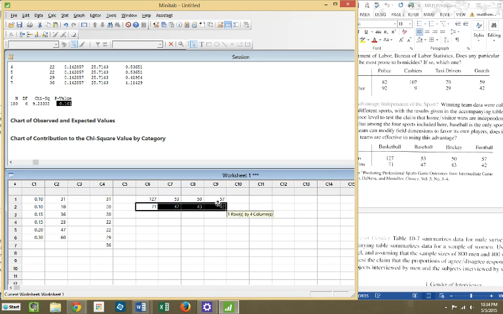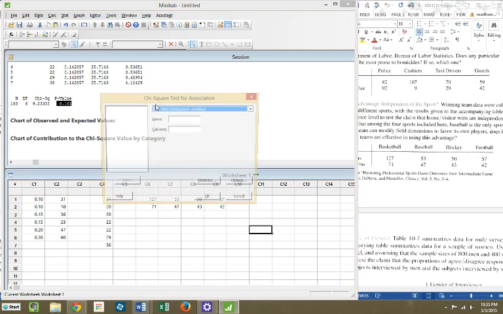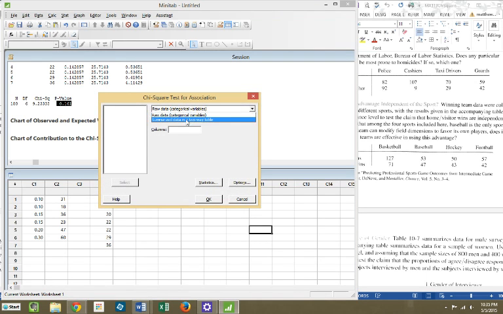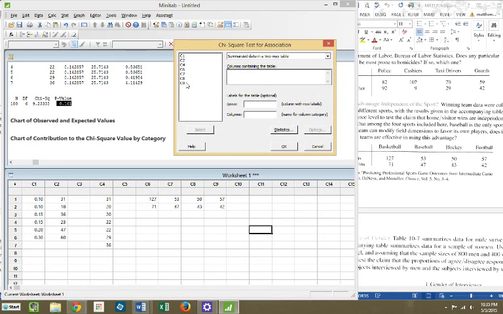Does the row have any relationship to the column? Well, in this case, we're going to go stat, tables. But in this case, it's no longer one variable one way. We're looking for an association. So chi-squared test for association. Now, we have summarized data in a two-way table. So which columns am I interested in? Well, C6, C7, C8, C9. Those are where my interests are. And again, H0 assumes no relationship. H0 says there's no relationship. H1 says there is a relationship.